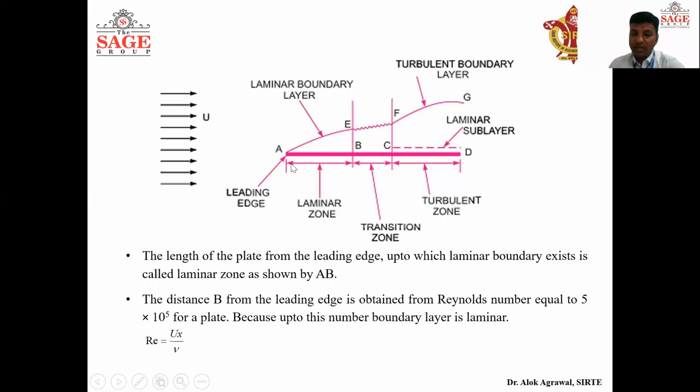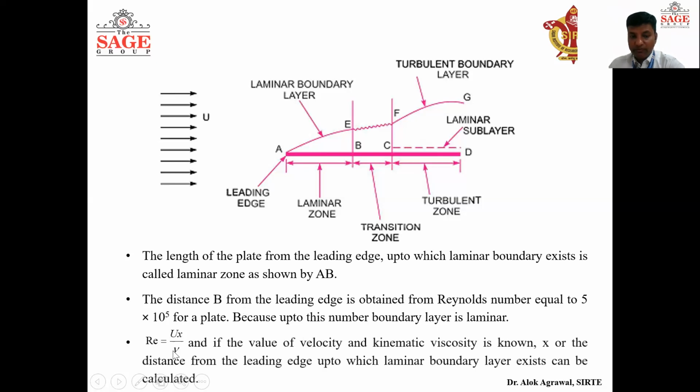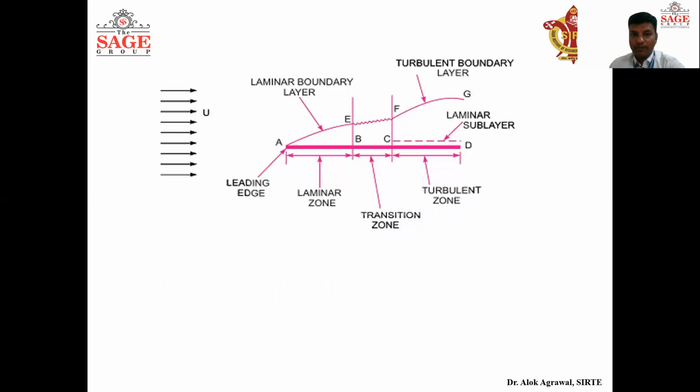First, we consider that AB is x, and to calculate x, we have to put the Reynolds number as 5 into 10 to the power 5. We have to put U, the free stream velocity. This nu is the kinematic viscosity. It can also be written as rho U x by mu, where nu can be converted into dynamic viscosity and density. So both formulas are correct. From this we can calculate the value of x, and with the help of this x we can locate point B, and we can say that up to this point the fluid will show laminar behavior, that is, it is the laminar zone.